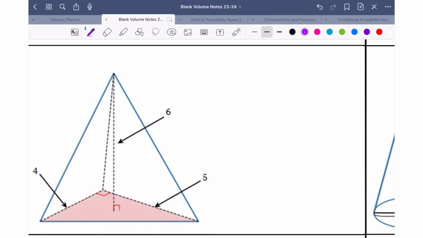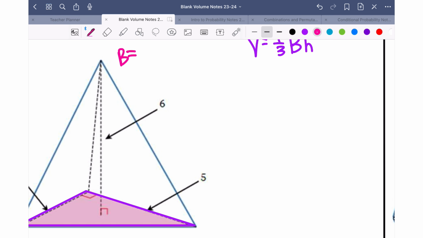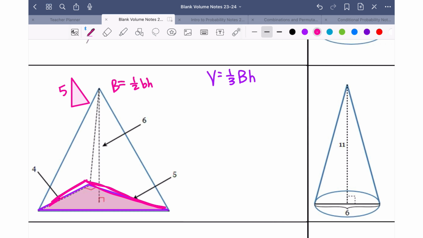All right, let's do a triangular pyramid. Here was the triangle on the bottom. Okay. Volume equals 1/3 times the area of your base times the height. Write that down. So let's do the side work. Area of the base is 1/2 base times height. For this triangle, this is actually a right triangle, it has a right angle. And so my height is here, which is 5. And then the base is 4.